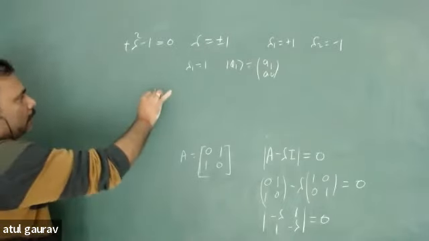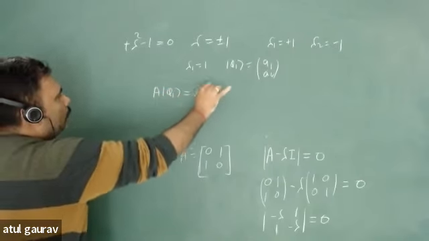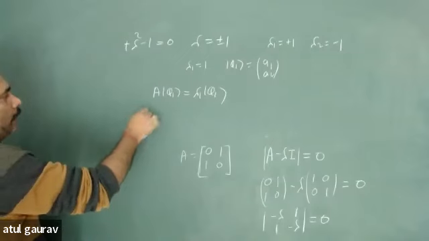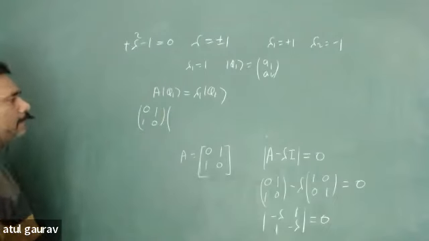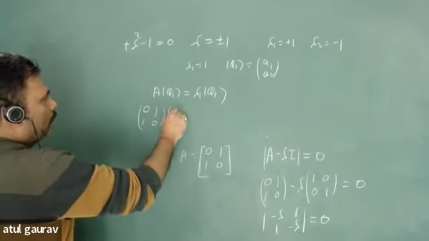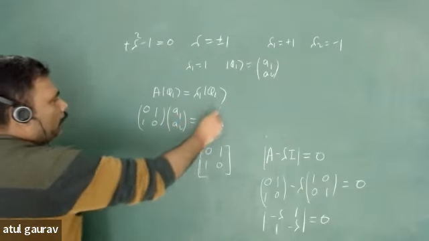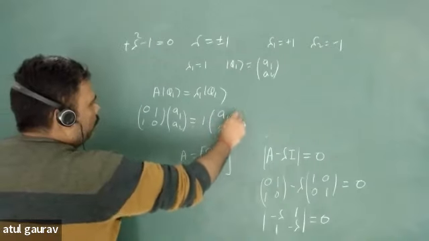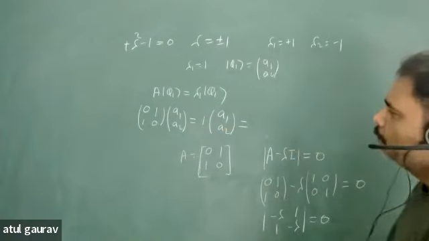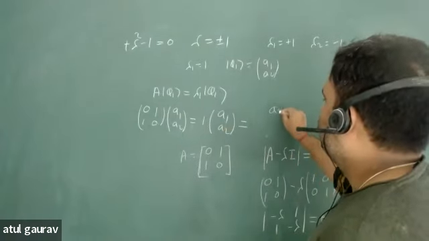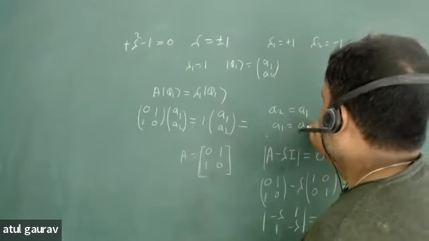And what is this equation? A phi 1 is equal to lambda 1 phi 1. And what is this A? 0, 1, 1, 0. And here is phi 1. What is this particular phi 1? A1, A2. And what is your lambda 1? It is 1. You have A1, A2. And what you will get? You will get the answer. What is this value? What will come out from here? A2 is equal to A1, or A1 is equal to A2.